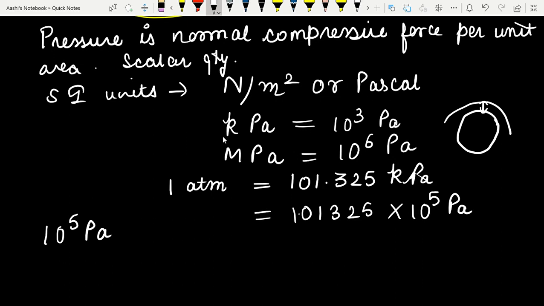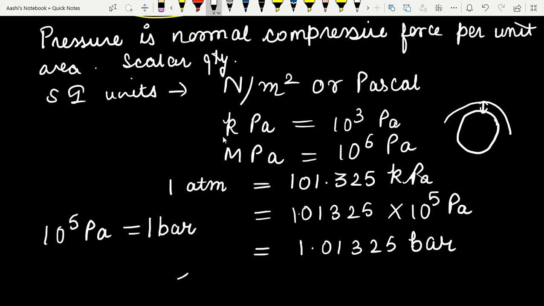But 10 to the power 5 pascal pressure is also known as 1 bar. So I can write here 1.01325, and this can be written as 1 bar. So from here I can develop a relationship between atm and bar. So 1 atm is equal to 1.01325 bar. This much pressure.